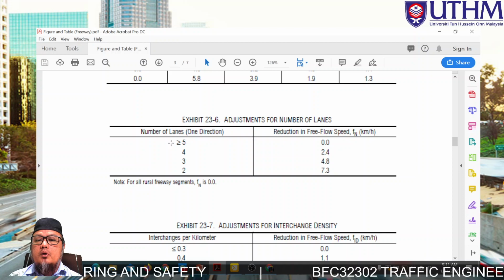Now we move to this exercise, a very simple one. An existing 6-lane freeway in an urban area has the following physical characteristics: 3.6 meter lane width, lateral clearance on the outer shoulders of 0.6 meter, and an interchange density of 1 interchange per 0.5 kilometers. Now calculate the free flow speed for this segment. Remember this formula. You can do the calculation now. Just a simple one: determine BFFS, FLW lane width factor, lateral clearance factor, factor for number of lanes, and FID. Using that particular formula, we can determine the FFS.